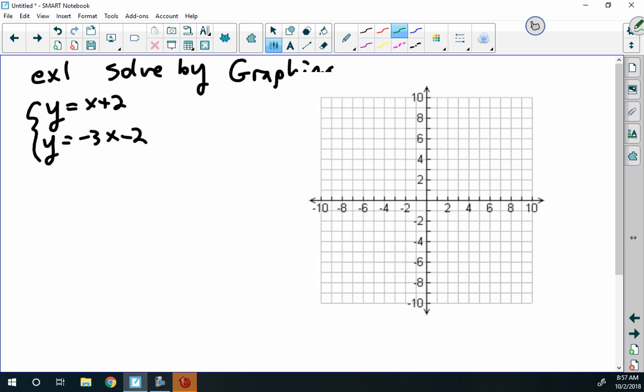So let's see. y equals x plus 2. Anybody remember where you could start when you go to graph that? The 2 on what axis? On the y-axis, because that's my y-intercept. Okay. So then I've got to look at the slope, and the slope is 1. So from that point that I plotted, I can rise 1 and run 1. So I'll go bam, bam, bam, bam, bam.